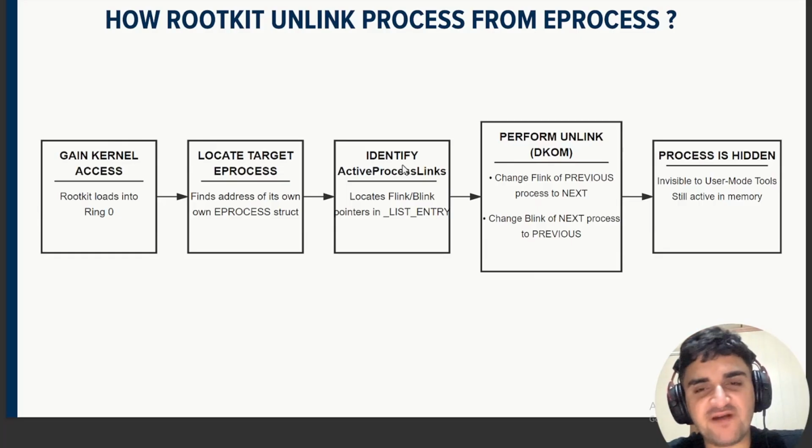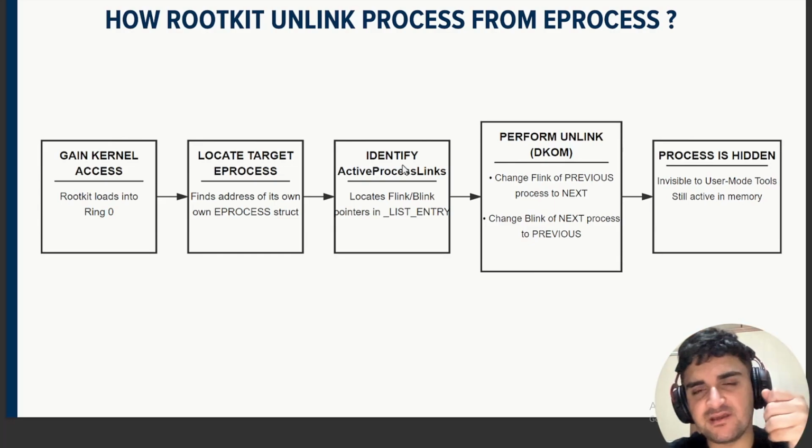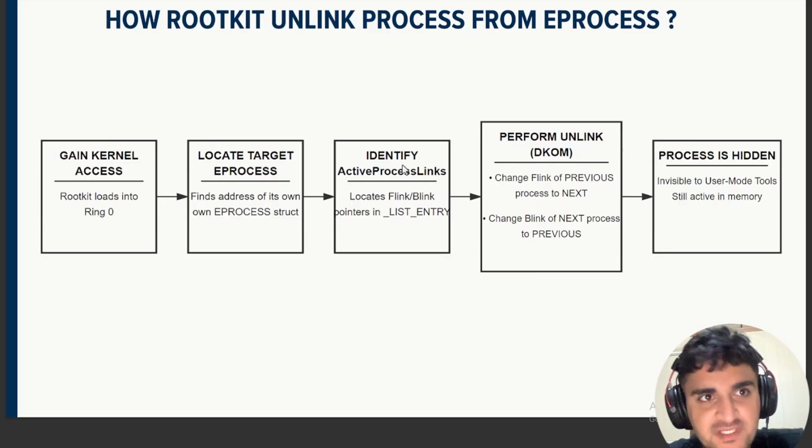The chain of hiding a process from EPROCESS is, first of all, to gain kernel access. Rootkits load into ring zero. We have ring zero, ring one, ring two, ring three, and so on. Sorry, I think it's only three rings, but ring zero is the highly privileged one. Ring zero means working in kernel land.